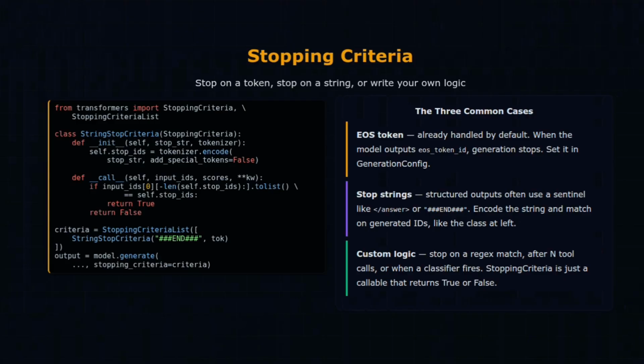The StopStringCriteria on the left encodes a sentinel string, like a closing XML tag or a format delimiter the model was trained to output, and halts when the last generated tokens match it. Custom criteria can do anything: stop after a certain regex match, stop after n function calls in an agentic pipeline, or trigger a classifier against the generated text so far. Stopping criteria are a full escape hatch from the fixed max_new_tokens ceiling. Use them whenever you have a semantic stopping condition that a token count can't express.